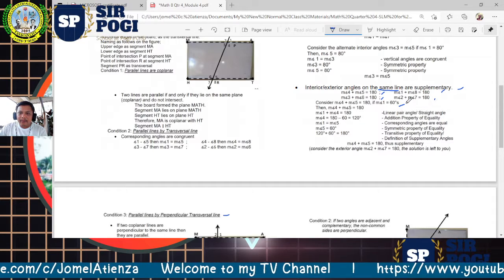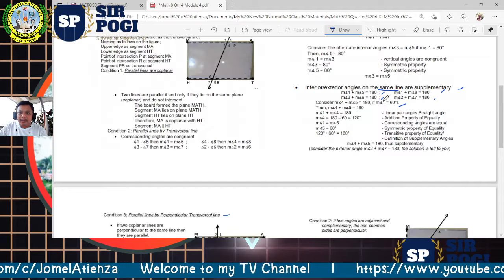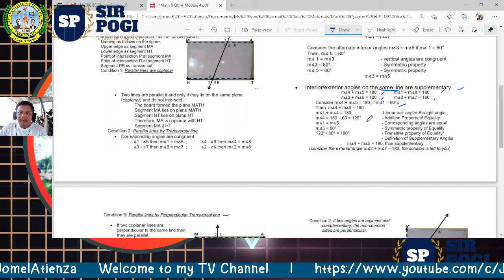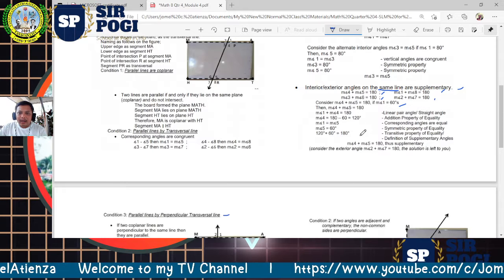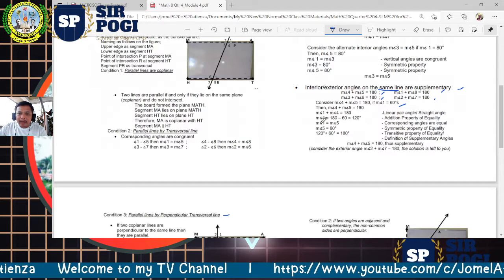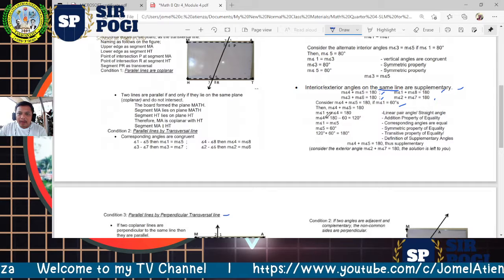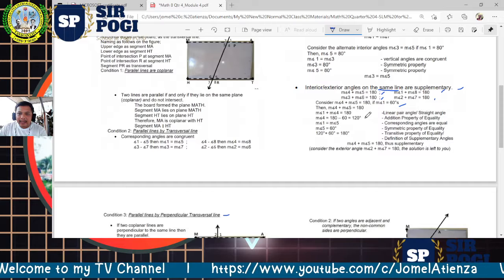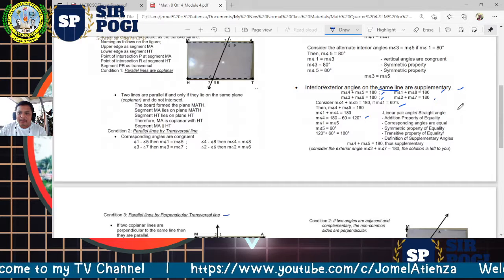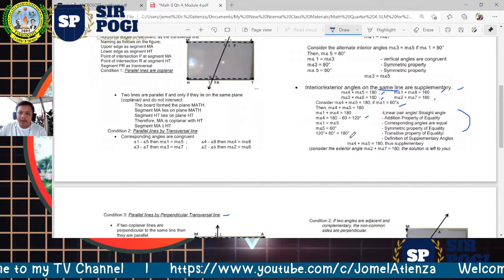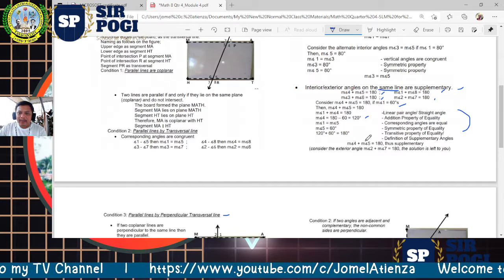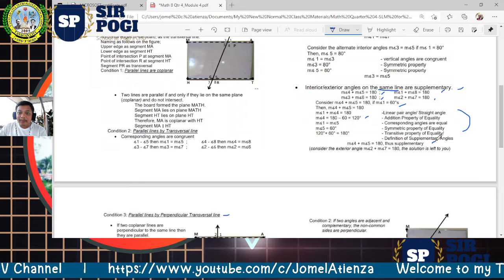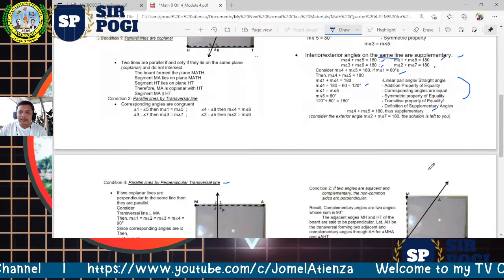So therefore, if the measure of angle 1 is 60 degrees, masasabi po natin na ang measure of angle 4 is 120 degrees. So yun po yung mga reason niya. So therefore, the measure of angle 4 plus the measure of angle 5 is 180 degrees. And that is supplementary nga po. So consider this.